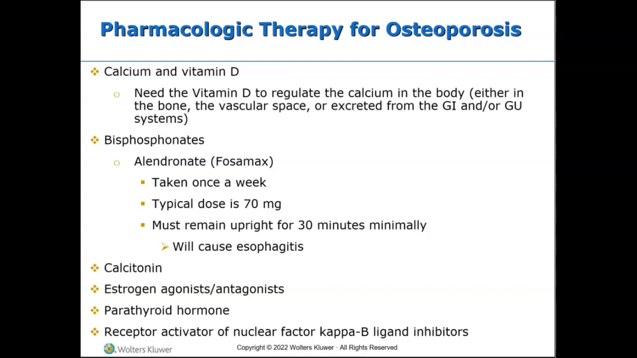So, bisphosphonates, like Fosamax, slow down bone loss, improving the overall quality of the bones by allowing the body to build new bone at a rate closer to how quickly it is lost. So bisphosphonates, like alendronate or Fosamax, are usually taken once a week. Typical dose is 70 milligrams.